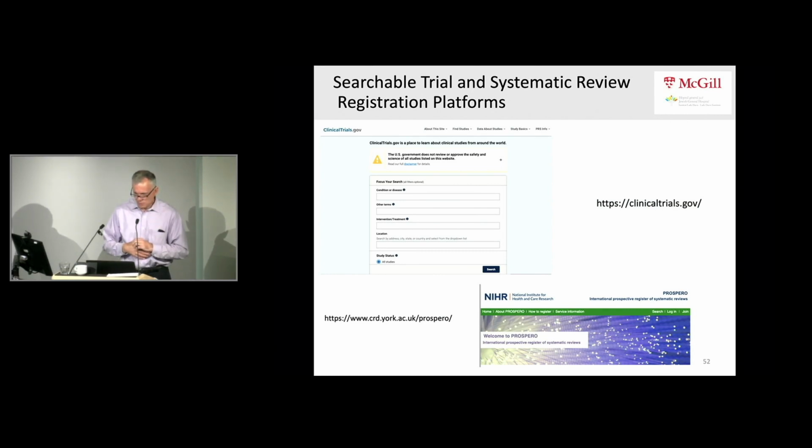All right, so now we have a protocol and a plan, right? So now we're getting into registration. This is different from a protocol. The reason is that registration really only makes sense for trials, when you're comparing interventions or testing some kind of intervention, or for evidence synthesis, systematic review.